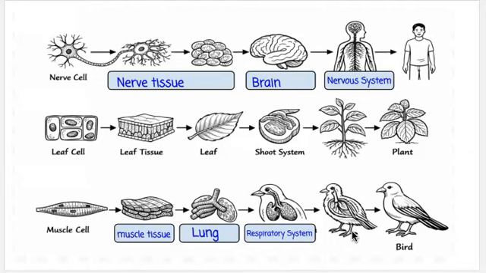So the key idea is that each level builds on the one before it, and they all work together to keep the organism functioning. If one part is disrupted, then it can be a big impact on the overall health of the organism.